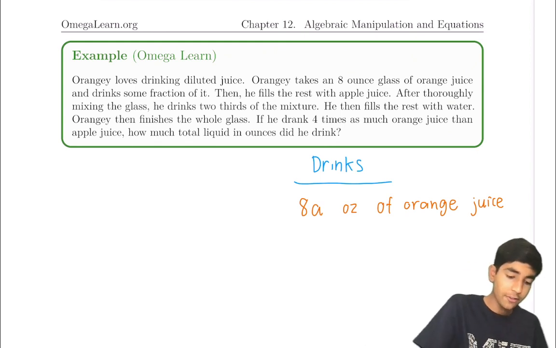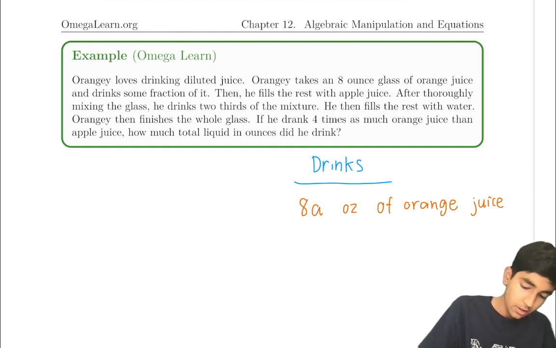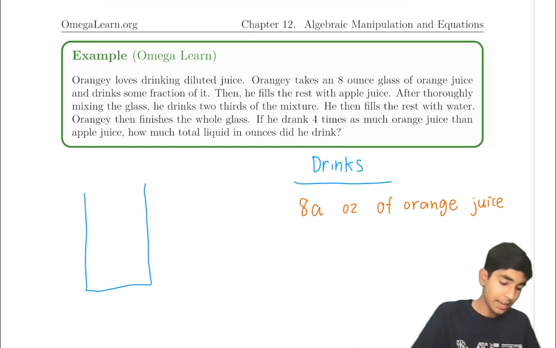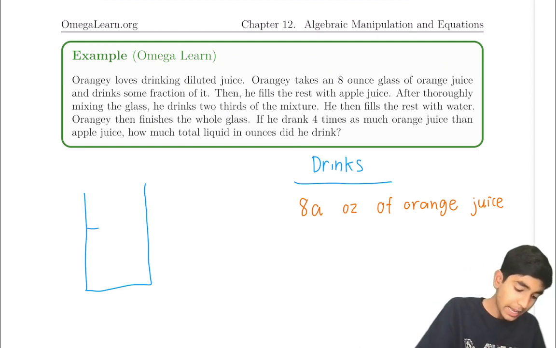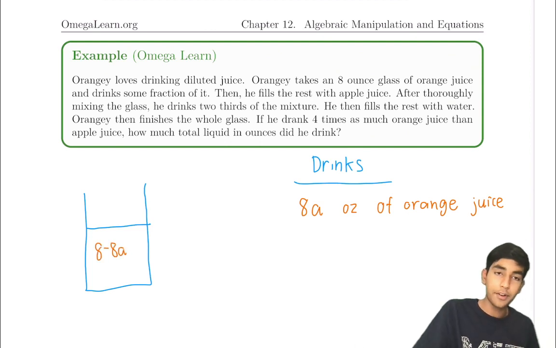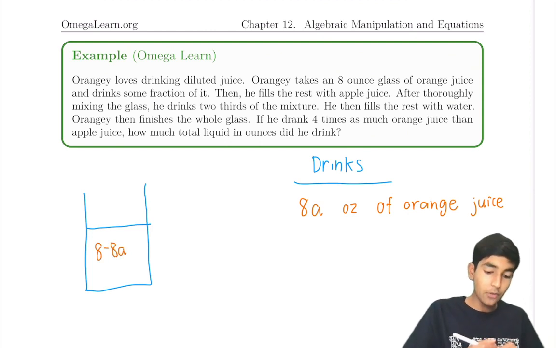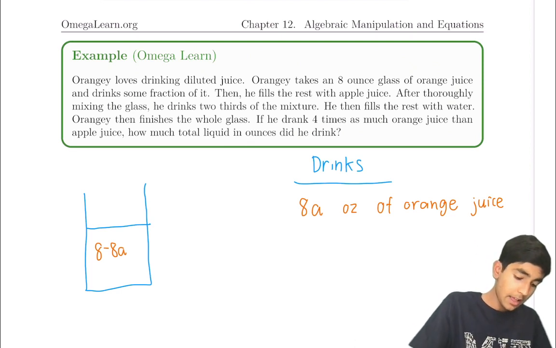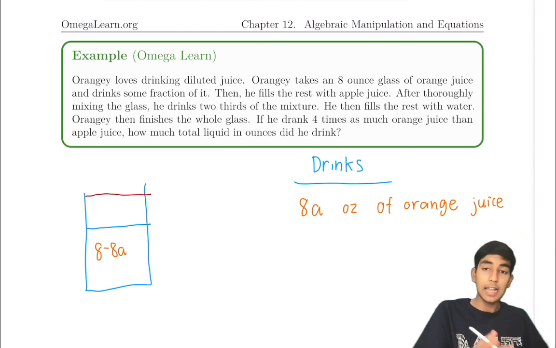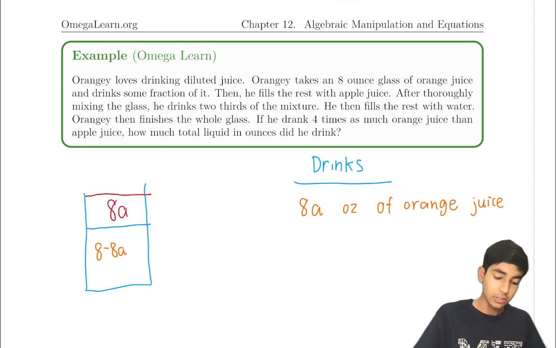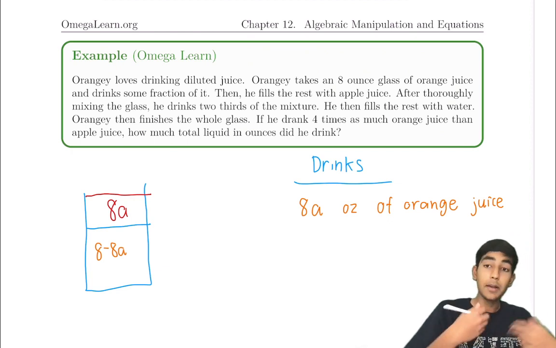Then he fills the rest of the cup with apple juice. So 8A orange juice was drunk, and that leaves 8 minus 8A ounces of orange juice left. And then he fills the rest of the cup fully with apple juice. That means the cup is fully 8 ounces, so 8A ounces of apple juice is now in the cup. And he mixes it thoroughly.